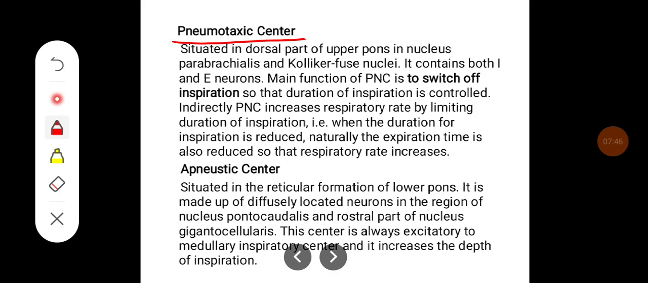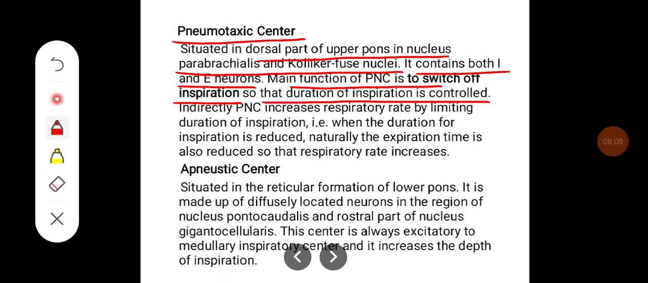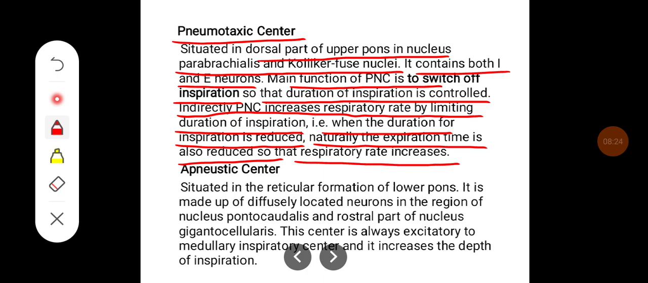Pneumotaxic center is situated in the dorsal part of the upper pons in the nucleus parabrachialis and Kolliker-Fuse nuclei. It contains both inspiratory and expiratory neurons. The main function of the pneumotaxic center is to switch off inspiration so that the duration of inspiration is controlled. Indirectly, the pneumotaxic center increases the respiratory rate by limiting the duration of inspiration. That is, when the duration of inspiration is reduced, naturally the expiration time is also reduced, so that the respiratory rate increases.